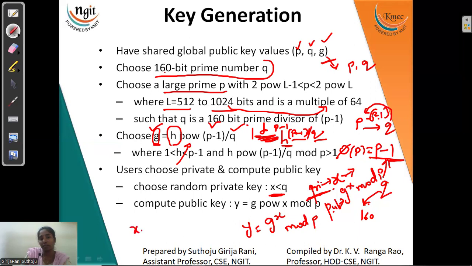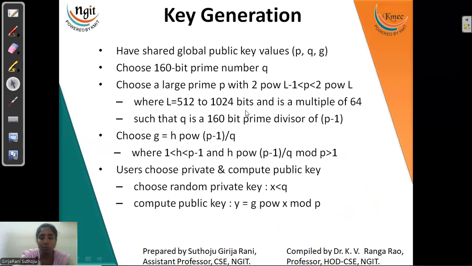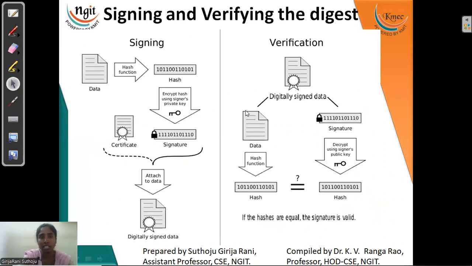Now we have the X and Y values, that are the private and public keys. We are going to perform the procedure of the algorithm. The procedure of the algorithm includes two main sub-algorithms: the signing algorithm and the verifying algorithm.